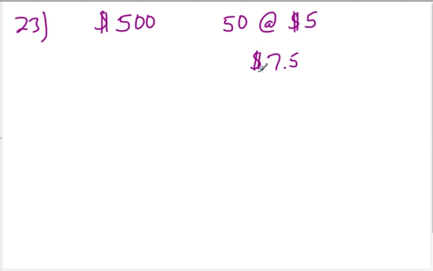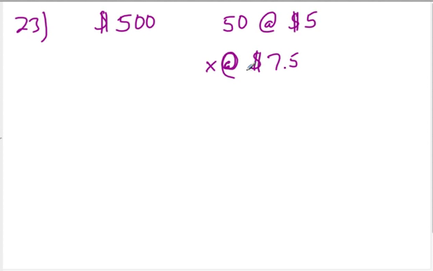Alright, 23. Let's see, a drama club wants to raise at least $500 in ticket sales, so they need 500 bucks. The members of the club sold 50 tickets at a special $5 rate, so 50 at $5. The usual ticket price is $7.50. At least how many tickets do they have to sell to meet the goal? So we need to sell X tickets at $7.50.